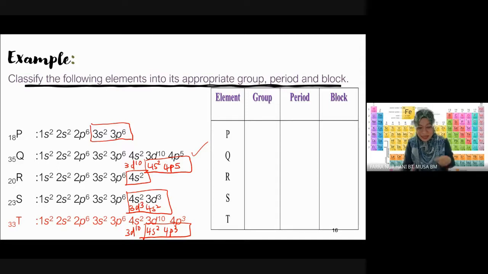So correct. Now let's identify the group, period, and block from its valence electron configuration. The number of valence electrons you all answered earlier: I'll write here 8, here 7, here 2, here 5, and here also 5. So what is the group for this element P? Everyone: 18. 18, Madiha. Yes. 18, not 8. Why 18?